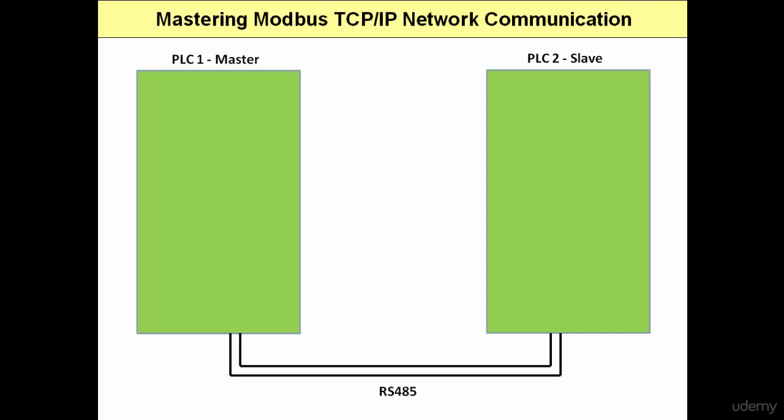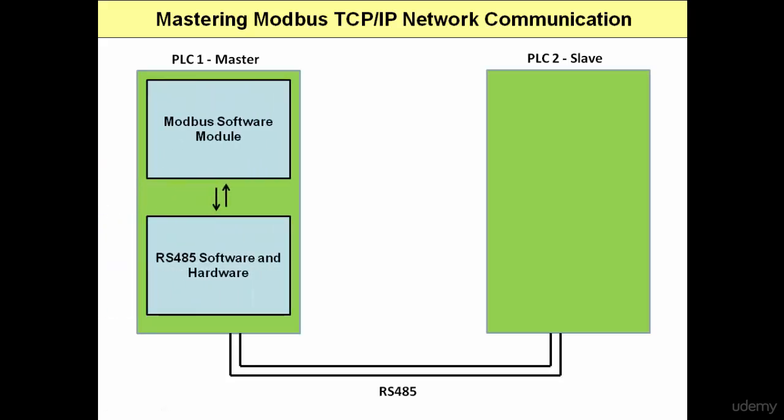Now note that I'm using RS-485 just to start things off before I move into TCP/IP, because RS-485 is pretty simple. Believe it or not, network layering applies to RS-485 as well. I have drawn the PLCs as I have so that I can expand more on what is happening internally when they communicate via Modbus. Each PLC will have a software module that will be responsible for implementing the Modbus protocol. Each PLC will also have software and hardware for implementing RS-485.